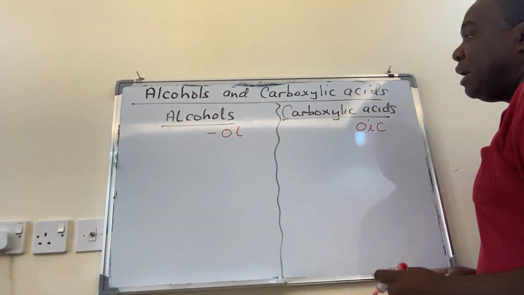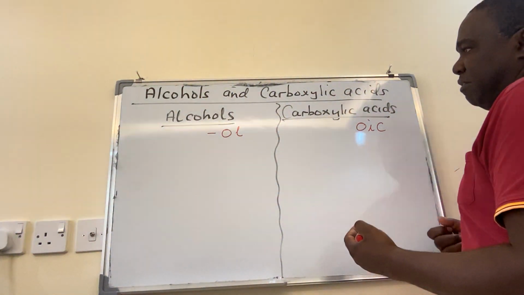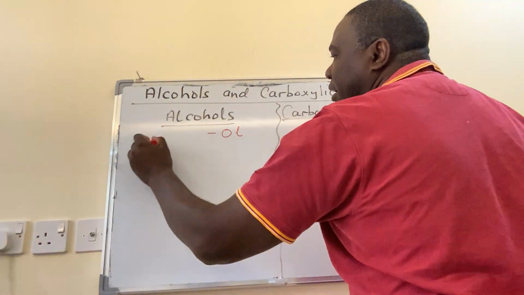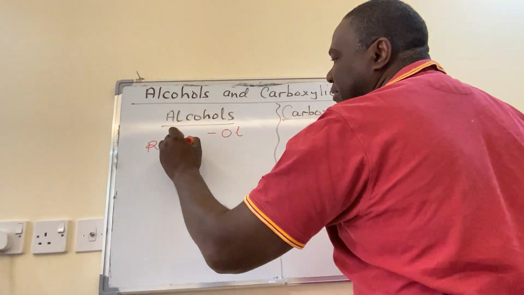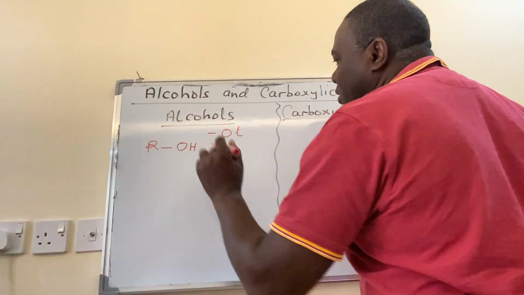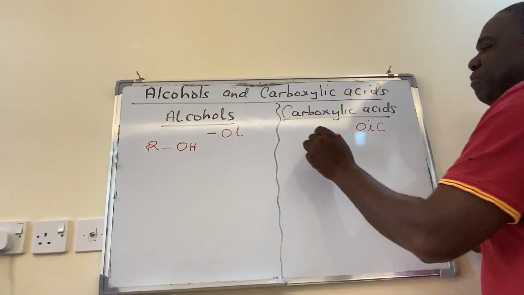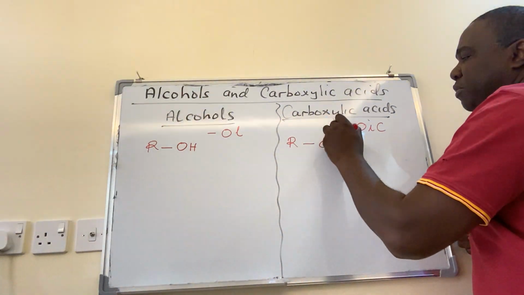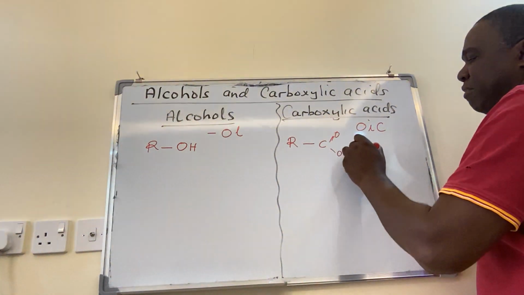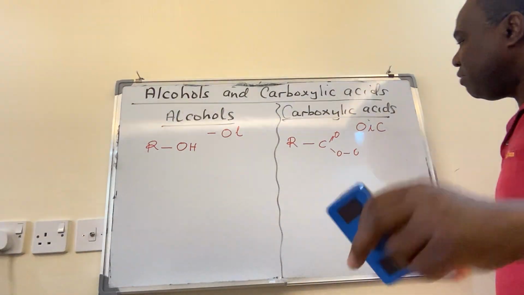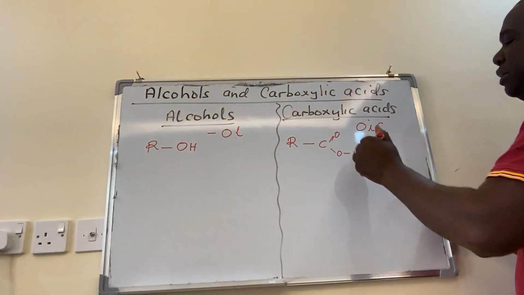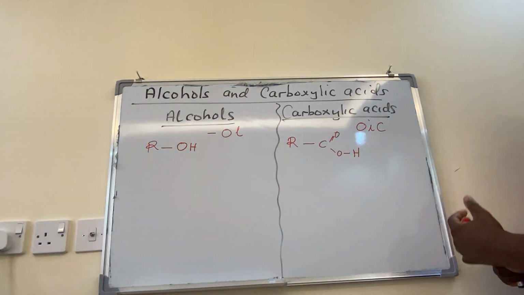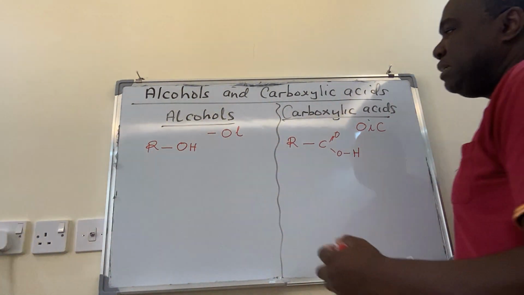We also need to understand that for our alcohols, you can have your hydrocarbon part, but there will always be the OH group at the end. For carboxylic acids, you can also have the hydrocarbon part, but you always have this group. Whenever you have this group for carboxylic acids, then you know you're dealing with a carboxylic acid. Let's look at some examples.